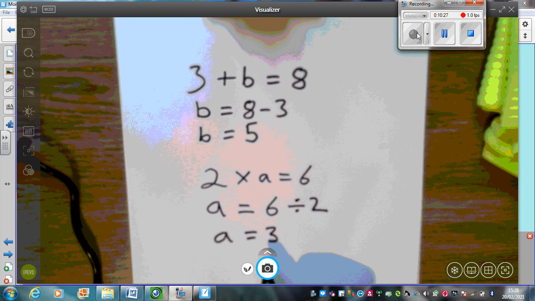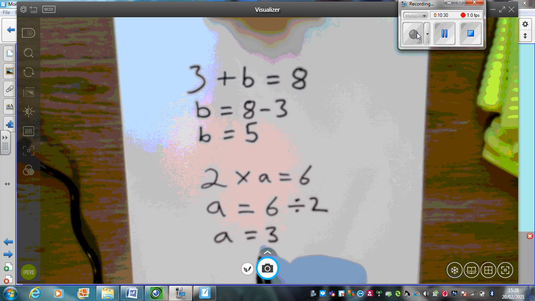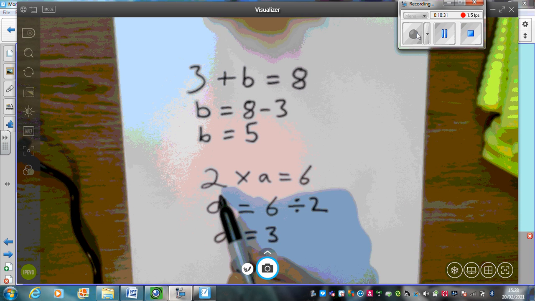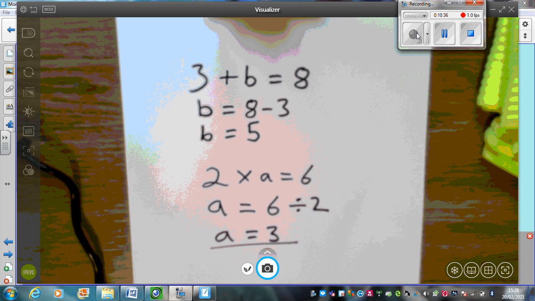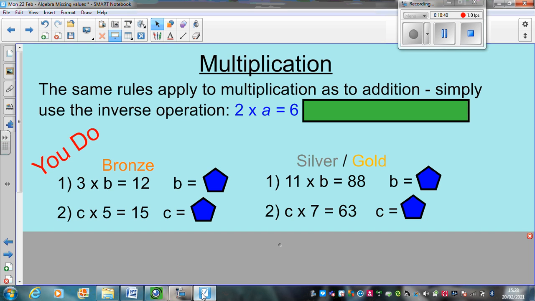Now then, remember what I said. Put it back into the original question. 2 times 3 equals 6. Correct. Right. Your turn. Have a go at these multiplications in your own time. Pause the video and then I'll reveal the answers.